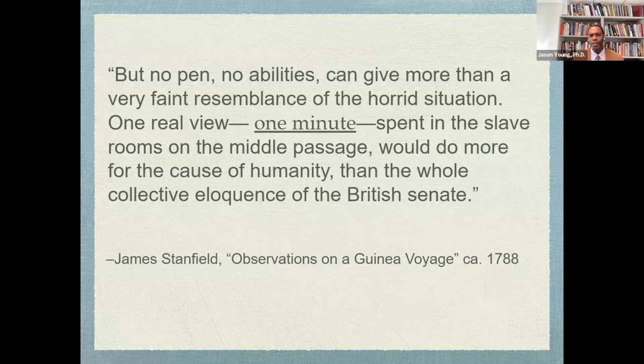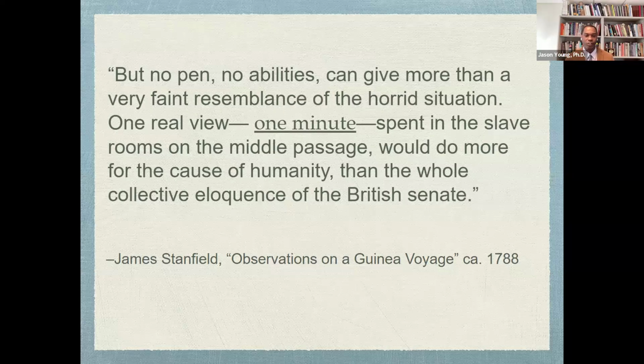And he notes that no pen, no abilities can give more than a very faint resemblance of the horrid situation. One real view, one minute spent in the slave rooms in the Middle Passage would do more for the cause of humanity than the whole collective eloquence of the British Senate. This idea that there's something about the transatlantic slave trade that can't be explained, that words simply don't capture the actual experience, is widespread in descriptions of the transatlantic slave trade.